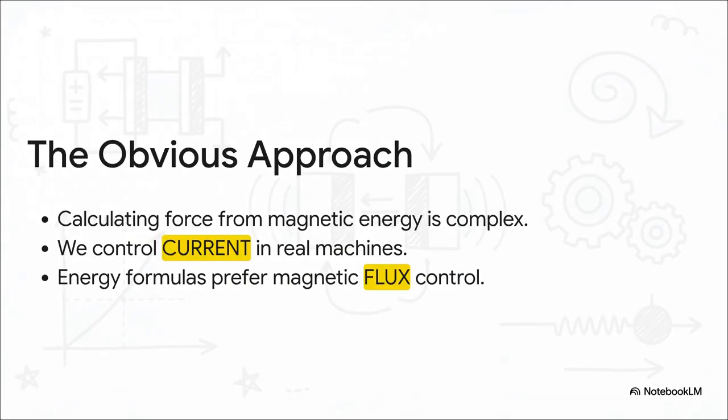Okay, so here's the disconnect. In the real world, when you run a motor, what do you control? You control the current you're feeding into it. That's the knob you can turn. But the standard energy formulas? They're way, way simpler if you could control something called magnetic flux. Just think of flux as the total magnetic field passing through a surface. The thing is, we can't easily control flux directly, so the math just gets messy. It's a real practical problem.